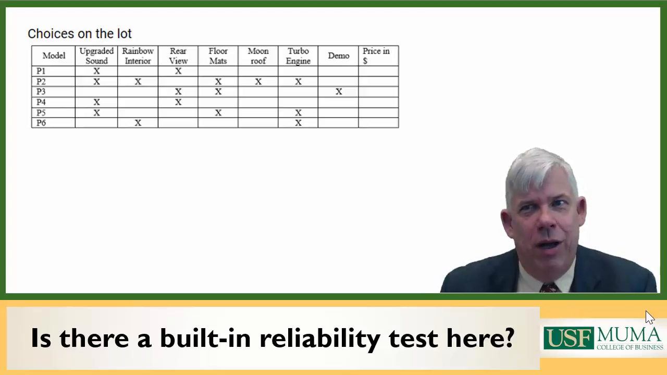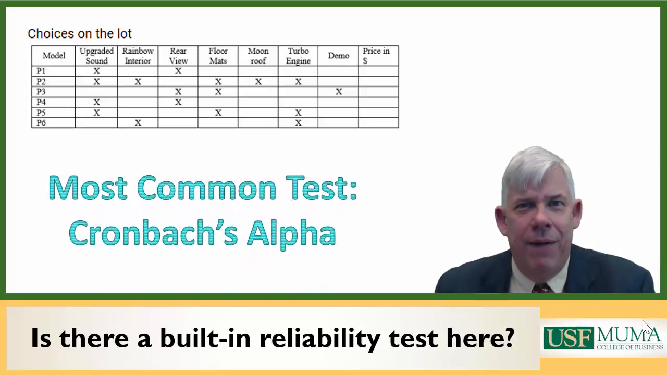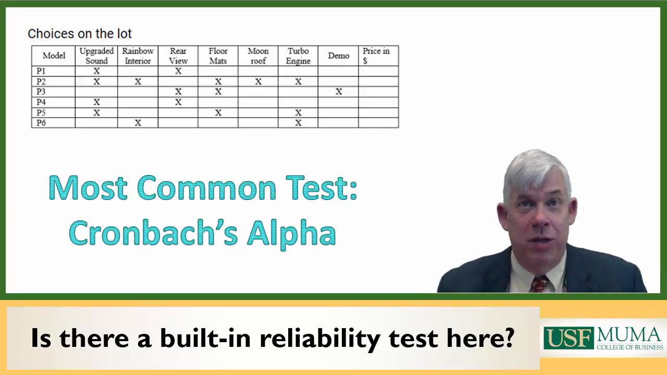Now, there's a test of reliability that's most commonly used, and you'll see it used a lot in research. So if you hear about a test called Cronbach's Alpha, that's a reliability test. And basically, you take responses to questions that are supposed to mean the same thing.